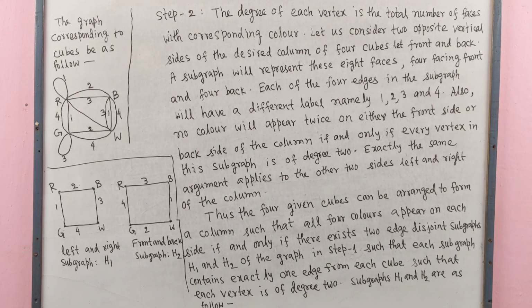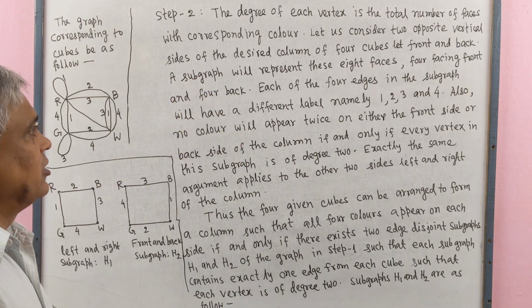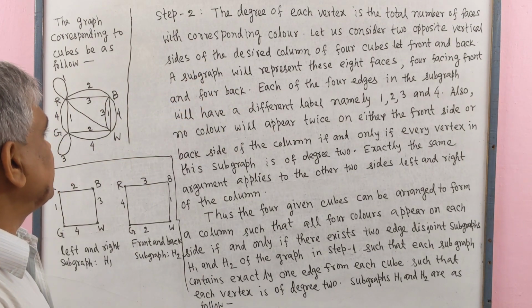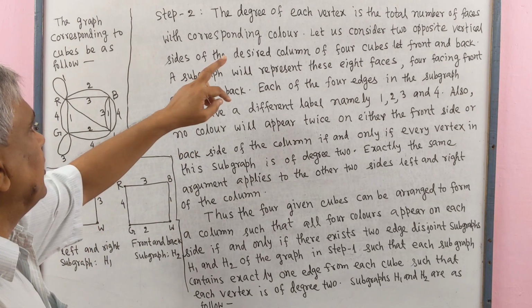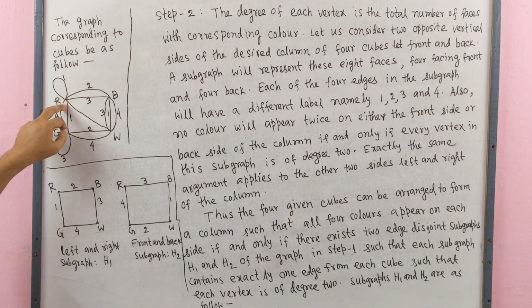Now we shall go to step 2. The degree of each vertex is the total number of faces with the corresponding color. Here the degree of R is 4, counting 2 for this loop, 1, 2, 3, 4. So 4 faces are of red color.